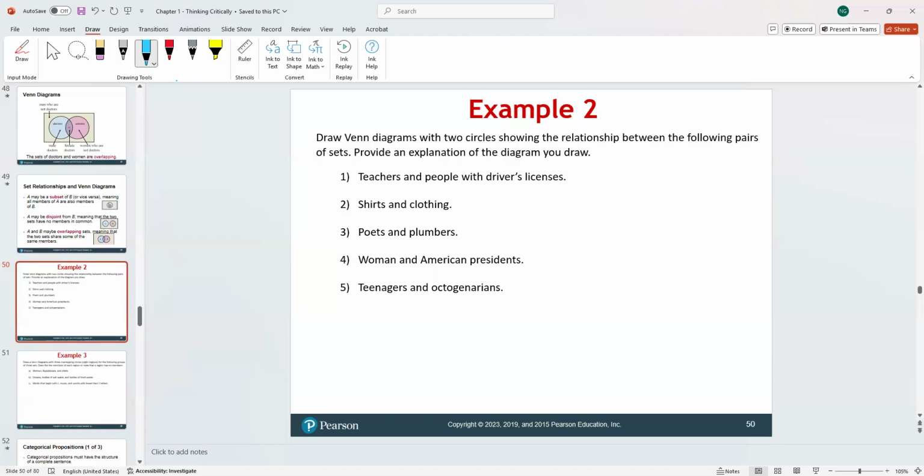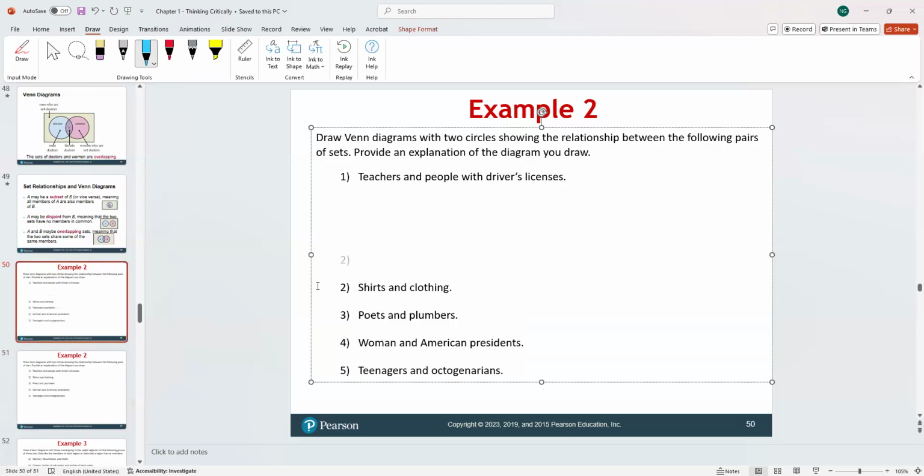It's very important to review all your sets. So we're going to go through some other questions about sets, very quick things you can do. The first one: draw Venn diagrams. I'm going to put a copy up very quickly. Draw Venn diagrams with two circles showing the relationship between the following pairs of sets. Provide an explanation of the Venn diagram you draw.